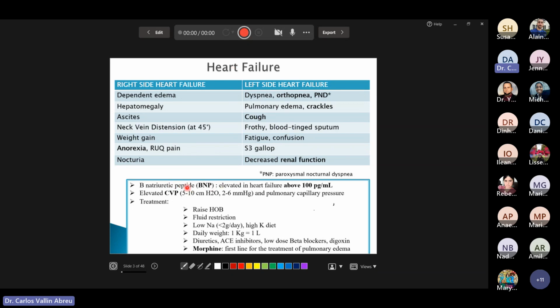The elevation of the BNP in heart failure can reach the order of the thousands, but it has been accepted by convention that an elevation above 100 picograms per milliliter should support the diagnosis of heart failure. A value below 100 rules out, discards the diagnosis of heart failure.